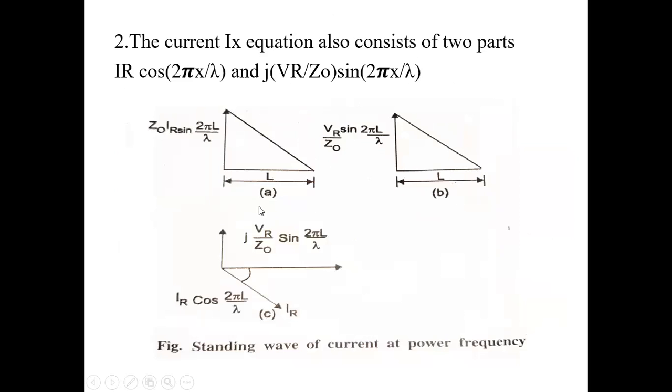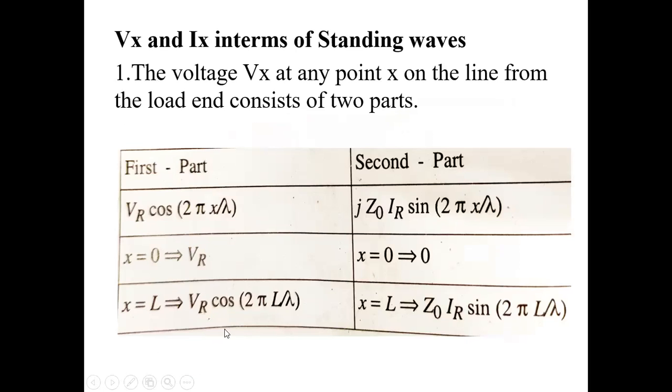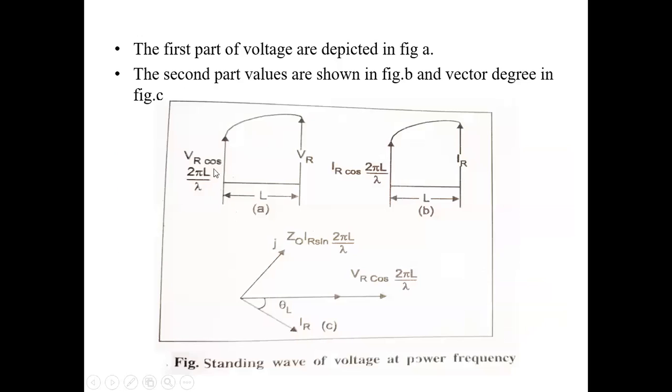And then if x is equal to L, what is the magnitude? VR into cos 2 pi L by lambda, at the distance L from the load towards the source end. Now, if you add these two vectors, we will be getting the total vector, for the conditions of x is equal to 0 and x is equal to L.